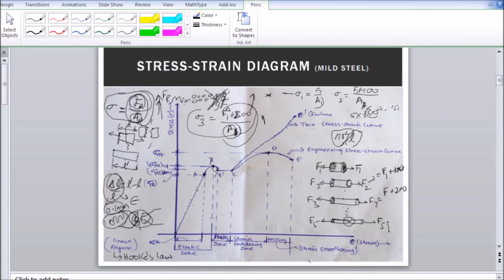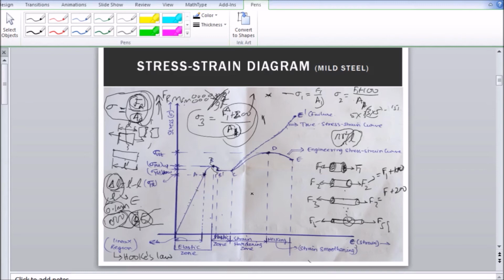Once the maximum strength of the material is reached, after that you need not apply any further stress. Automatically necking will happen and it will break very, very soon. So these are the zones: strain hardening, necking, plastic and elastic zones.